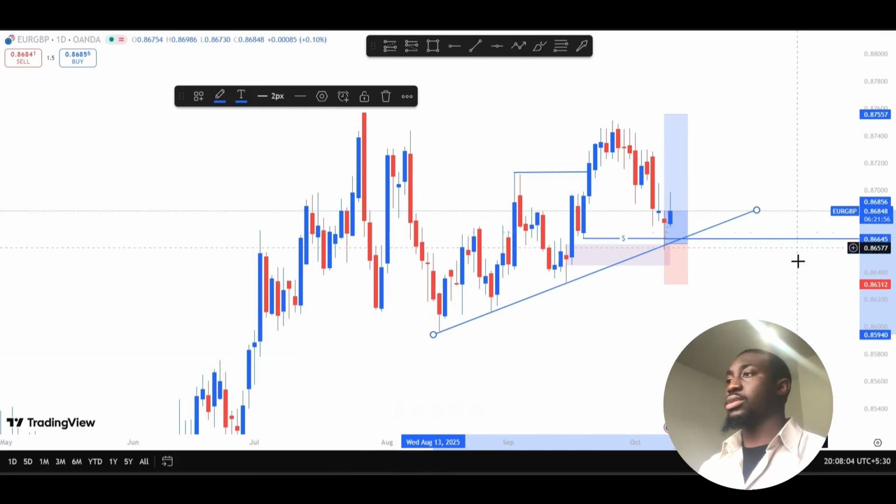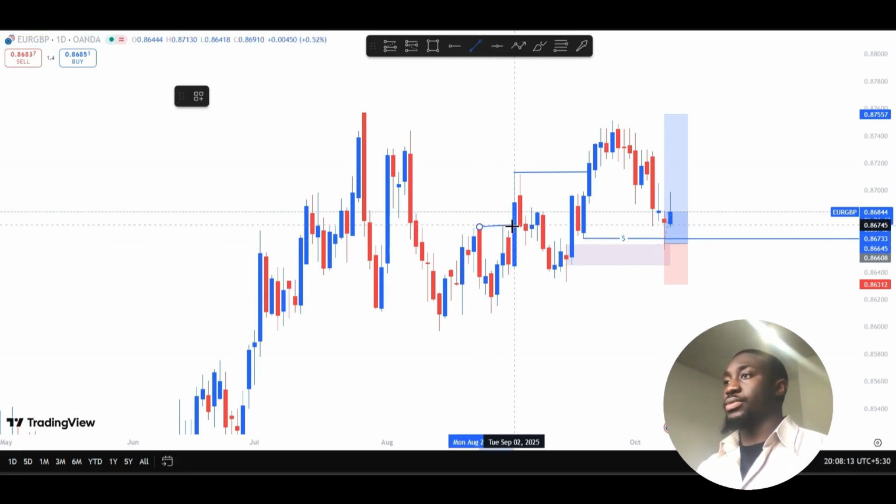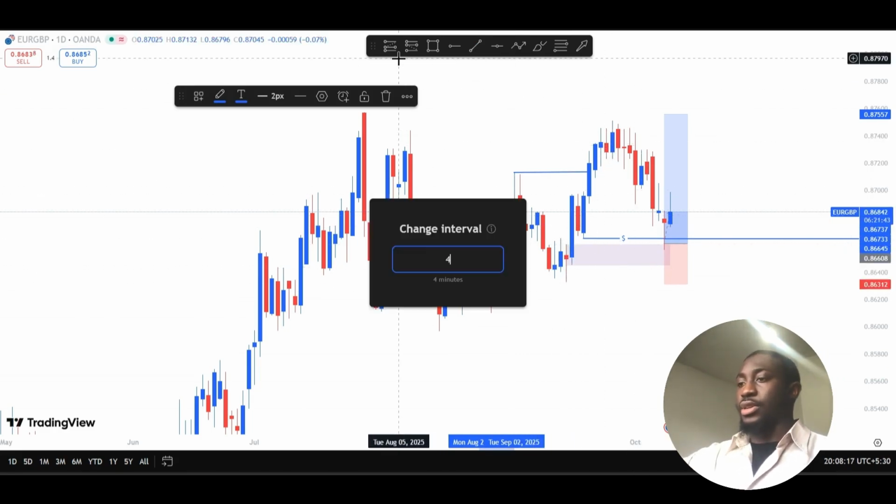It's on an uptrend. It's taking out the buy side liquidity. So now what you have to do: there was a break of structure from here. Price pulled back to this area, moved and all of that. Then okay, let's go to the 4 hour time frame.